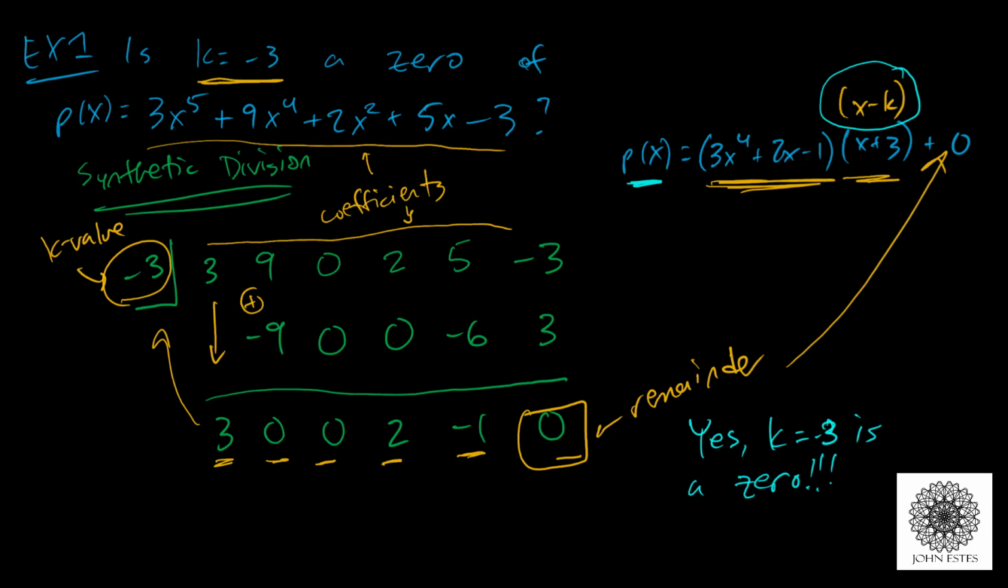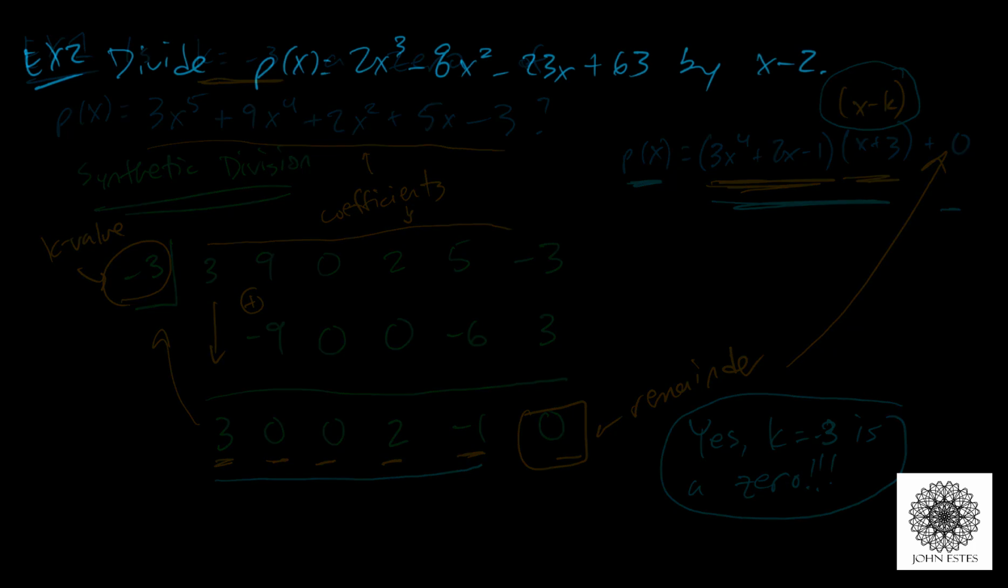Now, in this particular question, we're testing to see if k equals negative 3 is a 0. So how do you do that? You do division. We did synthetic division here. And since I got a remainder of 0, that means my polynomial can be written like this with a remainder of 0. It's factored with a linear factor of x plus 3. So that means that x equals negative 3 is a 0.